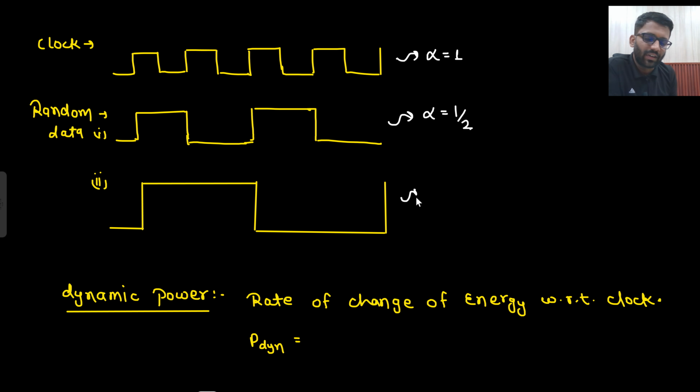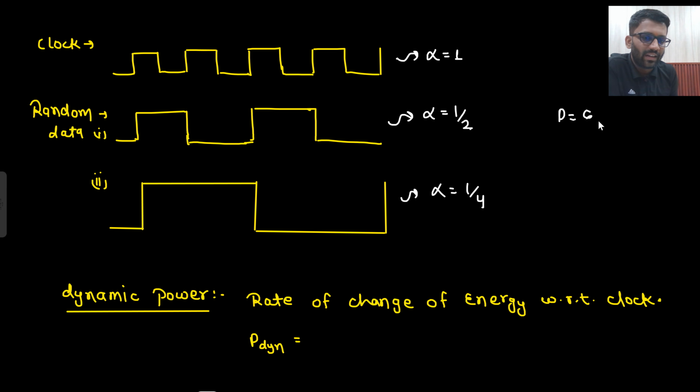So for this, my activity factor will be 1 by 4. So what will be my power? Power is the rate of change of energy with respect to clock frequency. With respect to clock, I can write the rate of change of energy. Okay, fine. So what will be the power?